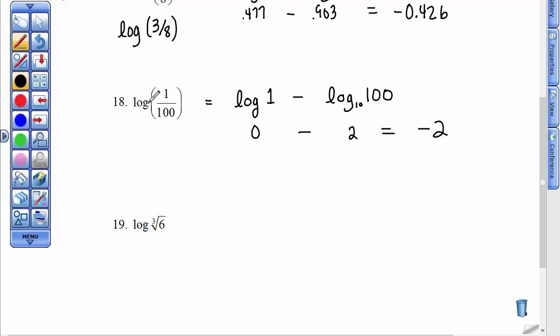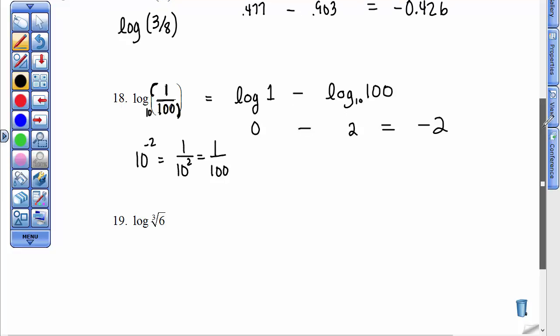But if you hit the log key, and opened up parentheses and put in 1 divided by 100 and closed parentheses, it should give you a negative 2. Again, it's because a base of 10 here has to be raised to the negative 2 power in order to get 1 over 100, because 10 to the negative 2 is 1 over 10 squared, which is 1 over 100. So sometimes you can just see why it's true.